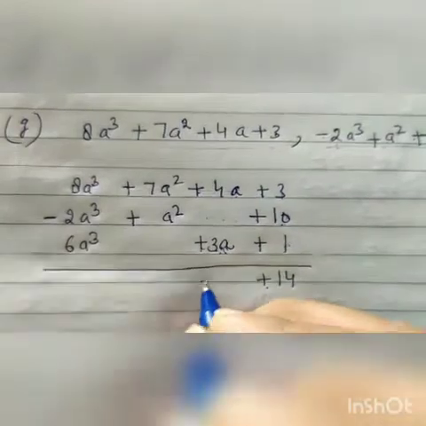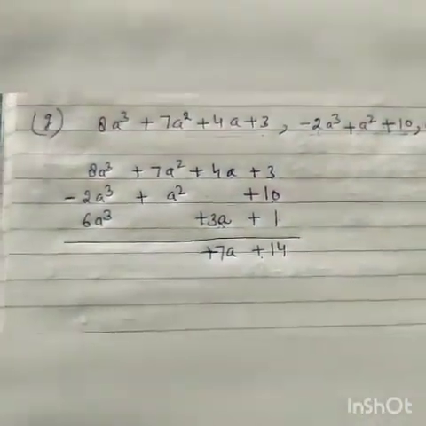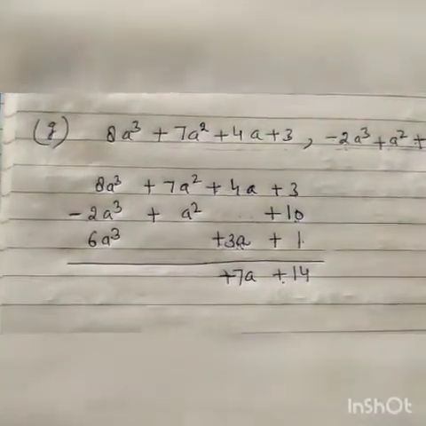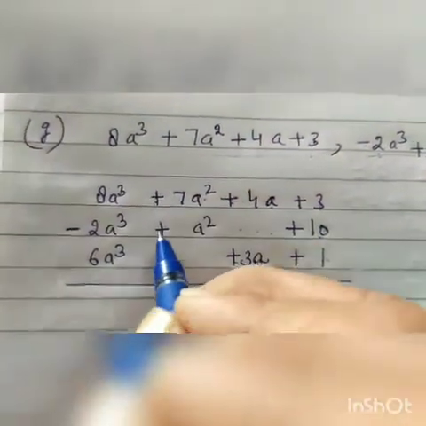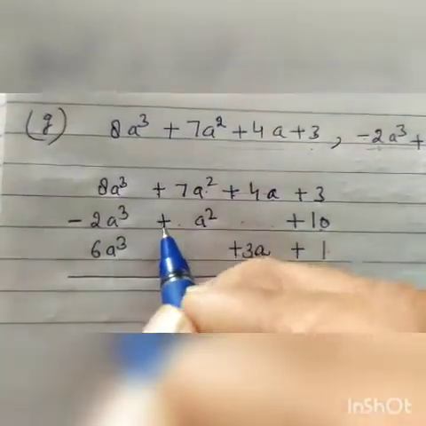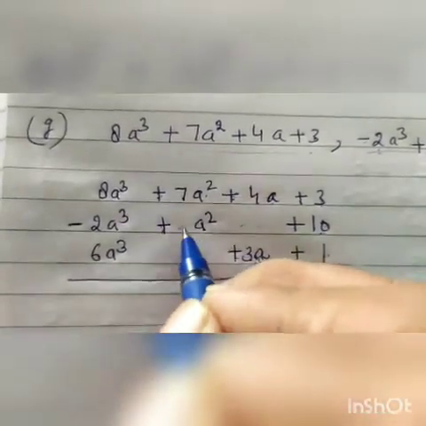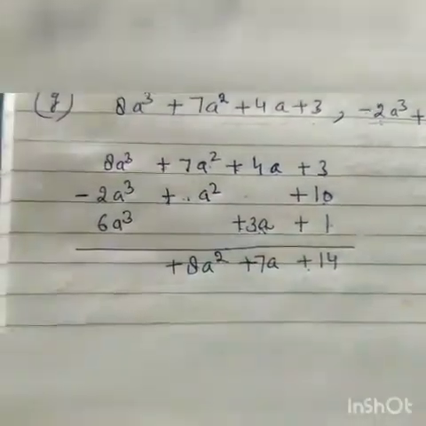4 plus 3, 7, plus 7a. Student, if two terms or three terms or four terms are with plus sign, then there is no minus sign. Sign will be plus. Similarly, plus 7a square, plus 1a square. Both the signs are plus plus. Again these two numbers will be added. 7 plus 1, 8, plus 8a square.